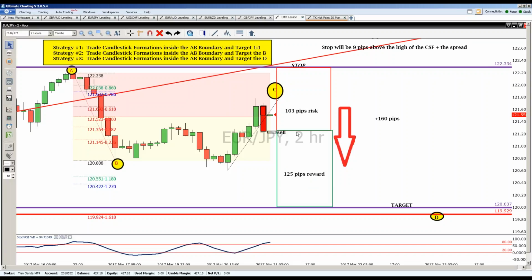Right, and that is the fundamental difference between the first 3 strategies that we teach in the Ultimate Traders package. Once again, strategy number 1 is trading candlestick formations, but you target a 1-to-1. Strategy number 2, again trading candlestick formations, but you target the B. And then strategy number 3 is targeting the D extension. Okay, just type DONE, and when you've copied this down, you can print it out and stick it against the wall for your reference. And let me know if you have any questions.